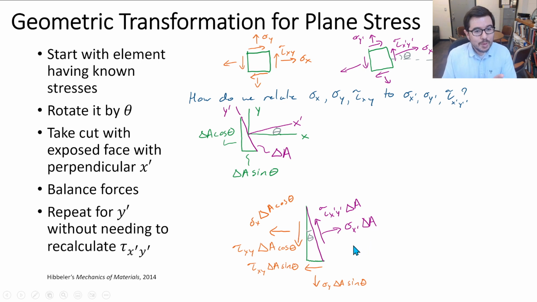There's one more point that we had to keep in mind, and we'll show that in the example, and that is still this sigma y delta A sine theta is not acting in the same direction as either tau x prime y prime or sigma x prime, right? Same thing goes for this orange shear stress, this orange shear stress, this orange normal stress. These are still not acting in the same direction, okay?